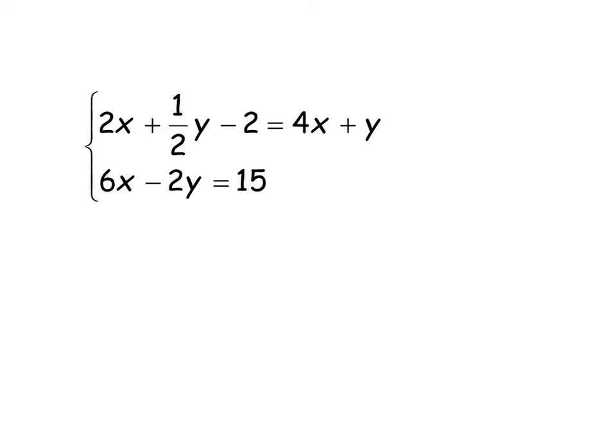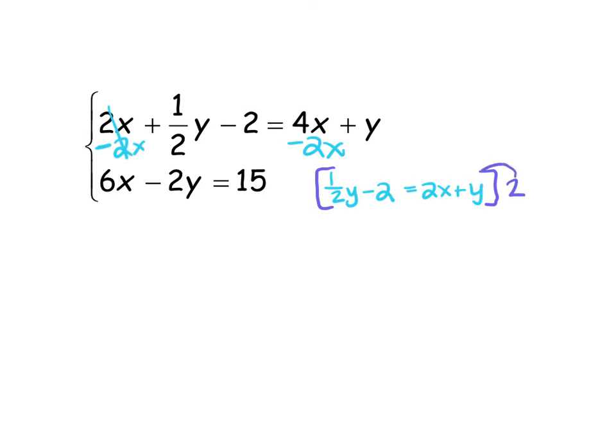So in this first equation, I'm going to subtract 2x from both sides, so that 2x on the left side of the equation is gone. This will leave me with 1/2 y minus 2 is equal to 2x plus y. Now, I know a lot of us don't love fractions, okay? So to get rid of that fraction, if we multiply everything in this equation by 2, that's going to get rid of the fraction, because if you multiply the fraction 1/2 by 2, you're left with just the coefficient of 1.